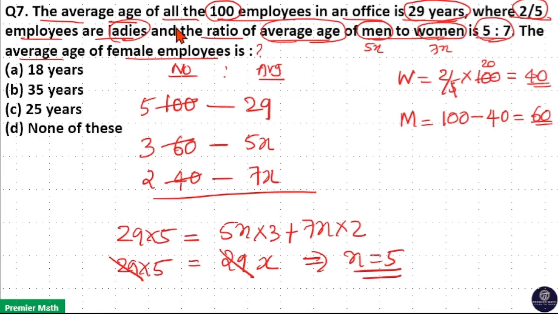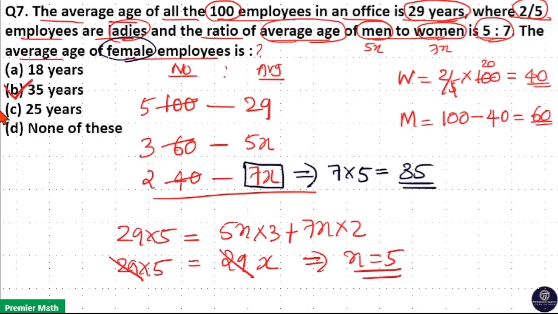Now our question is, what is the average age of female employees? Here average age of female employees is 7x. That means 7 into x is 5. 7 into 5 is 35. So option B is your answer.